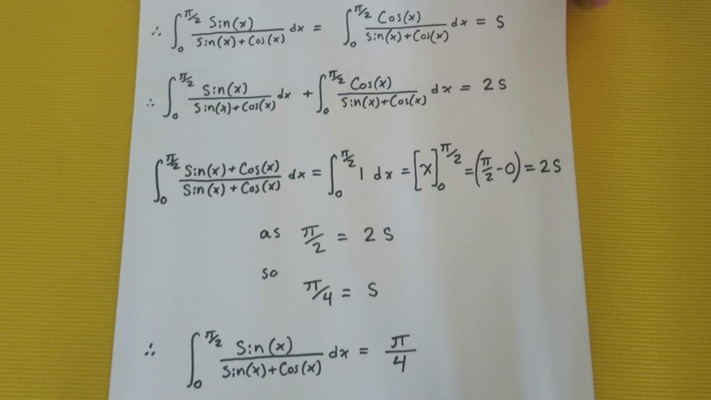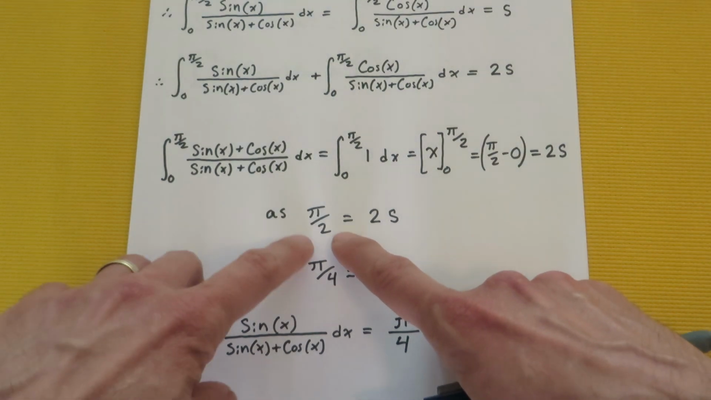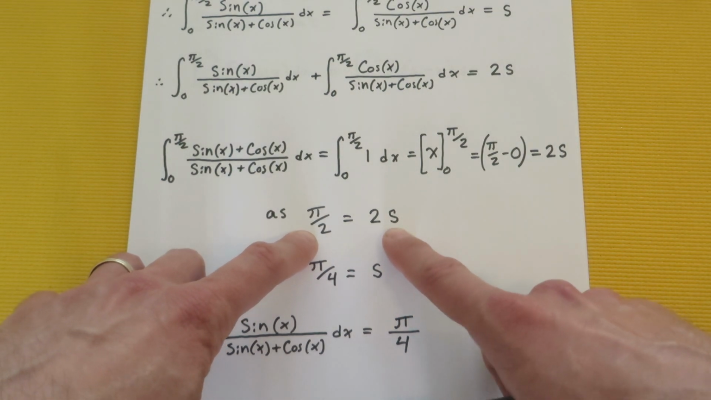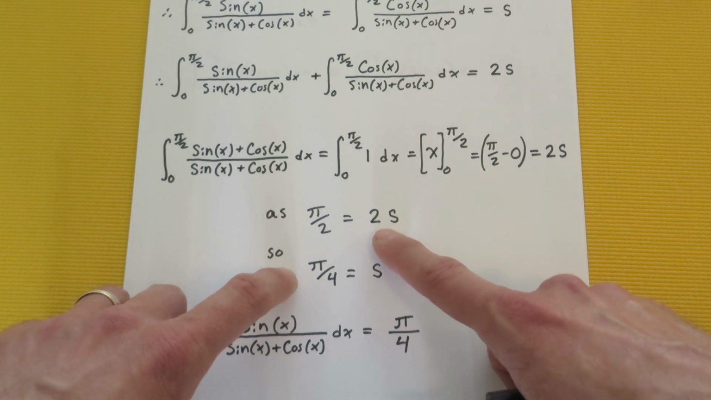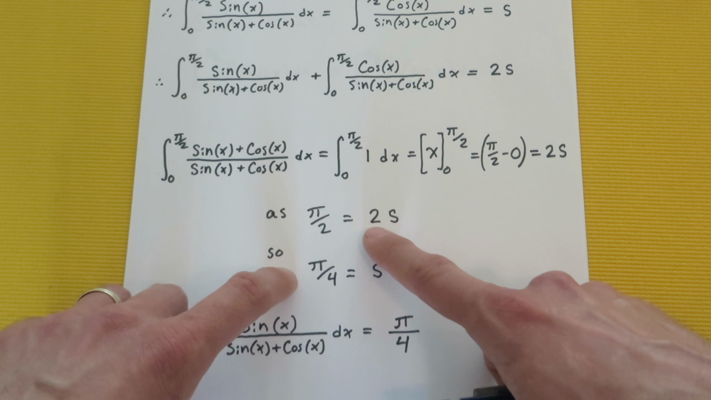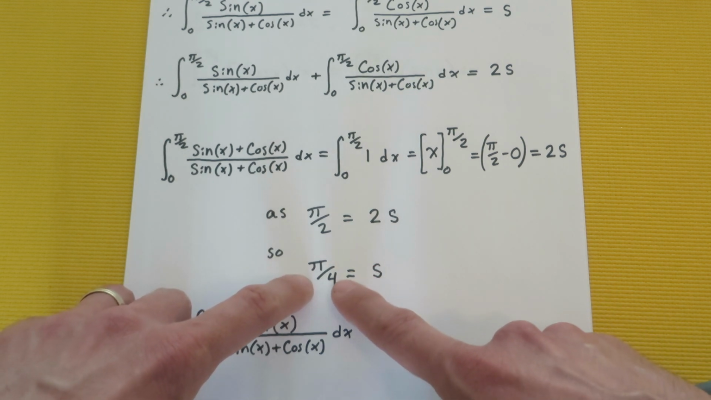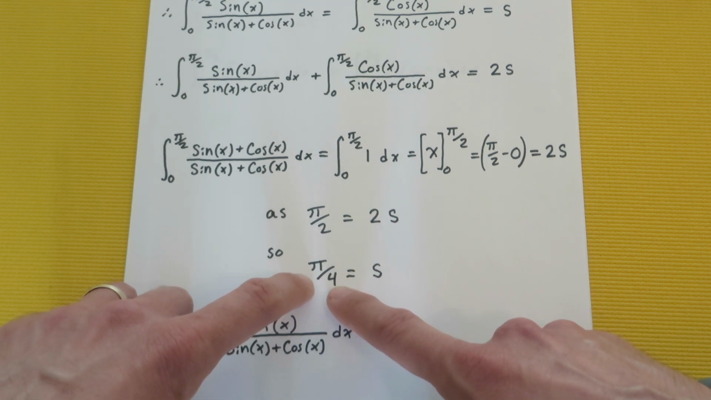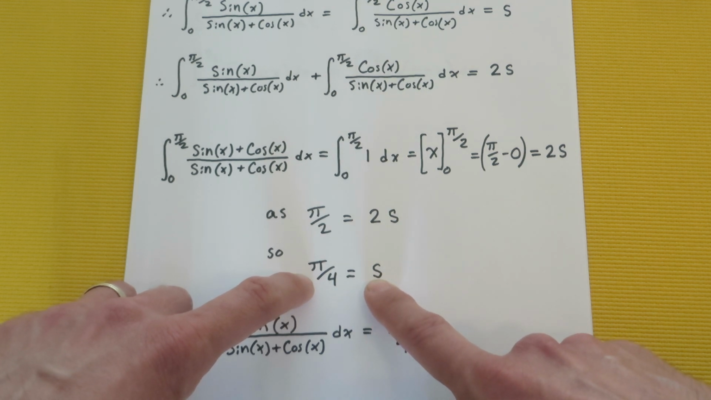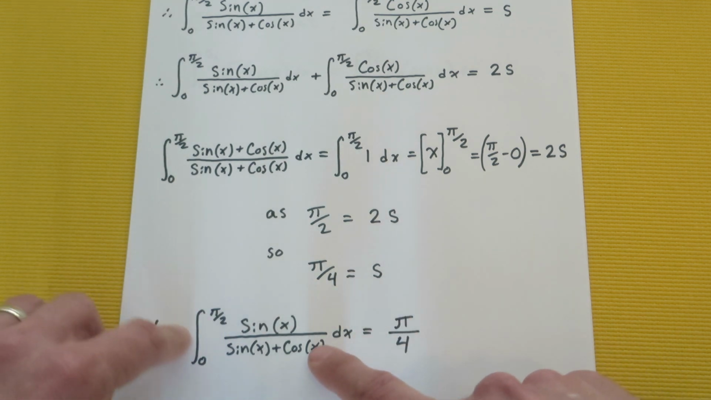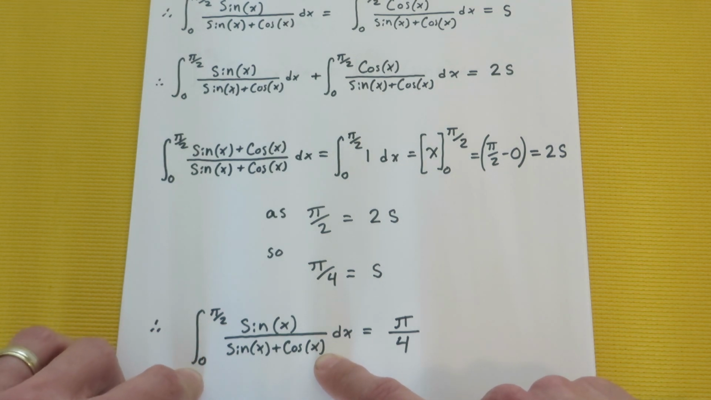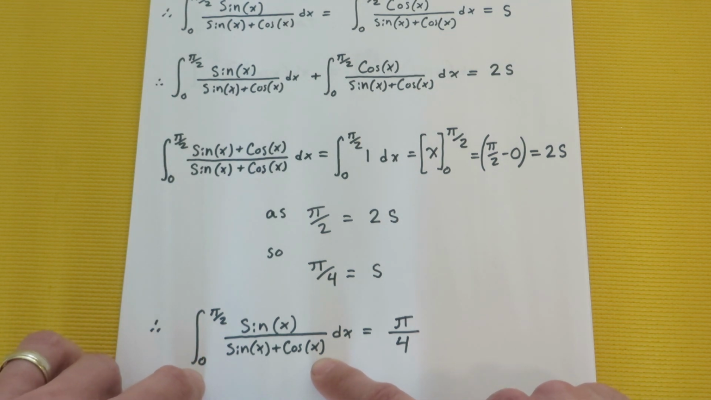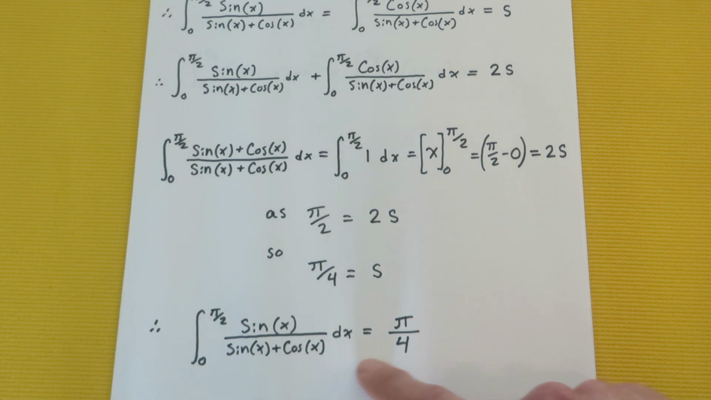So just doing a little bit of algebra here. As pi over 2 equals 2S, give us a little bit of a drum roll here. If we just divide both sides by 2, or multiply both sides by 1/2, we get that pi over 4 is equal to S. So we've just taken this rather complicated, deceptively tricky expression to evaluate, and using our trig identities, we've proven that it equals pi over 4.